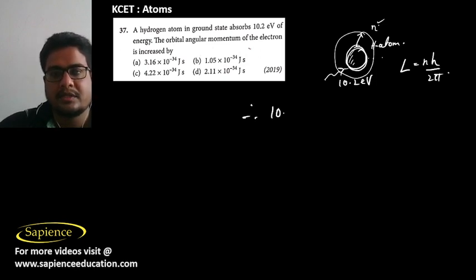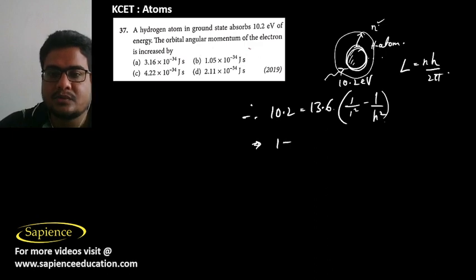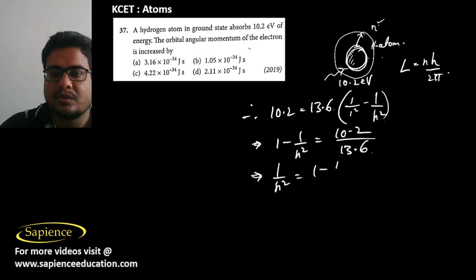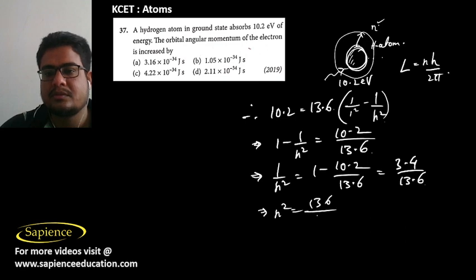So therefore I can say 10.2 electron volt is equal to 13.6 into 1 by 1 square minus 1 by n square. So 1 minus 1 by n square is equal to 10.2 by 13.6. Therefore 1 by n square is 1 minus 10.2 by 13.6, so that is equal to 3.4 by 13.6. Therefore n square is equal to 136 by 34.